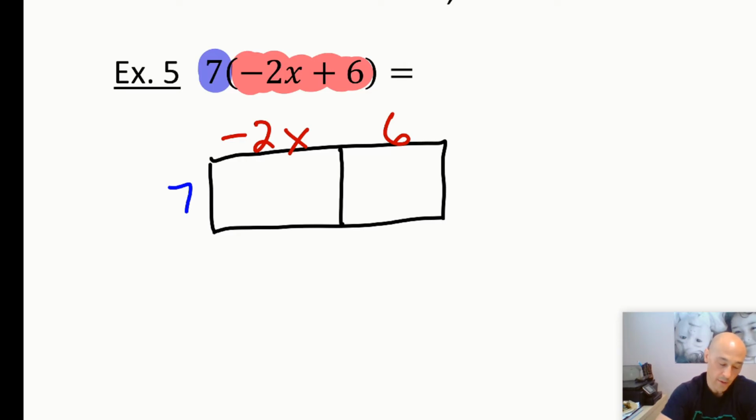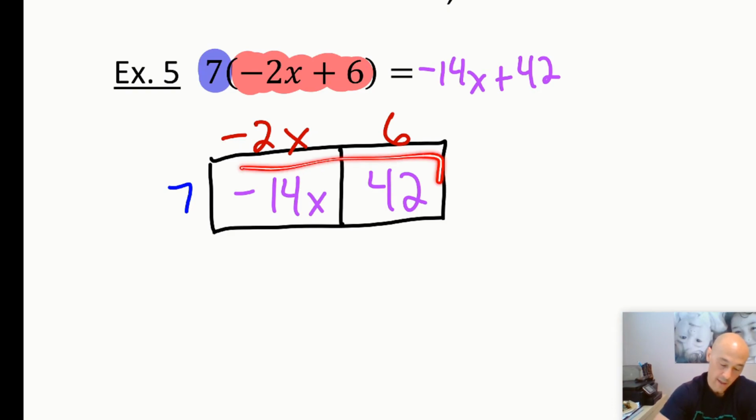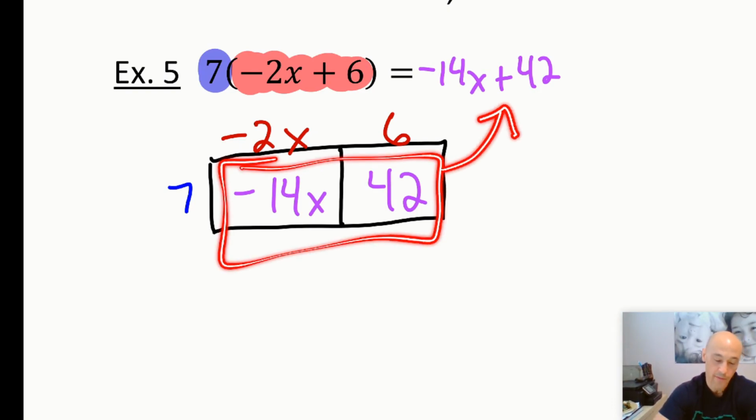So now I do 7 times -2x, and that's going to be a -14x. So -14x is the area of this part of the rectangle. And now I do 7 times 6, because length times width is area, and that's going to be 42. So the result of my original distribution problem here is -14x plus 42. So I just take these, add them together, and that's the result.